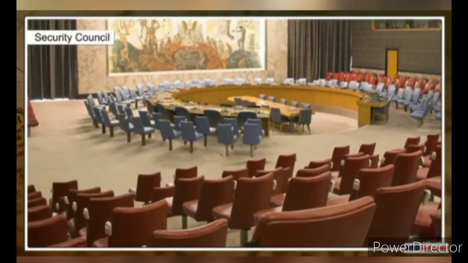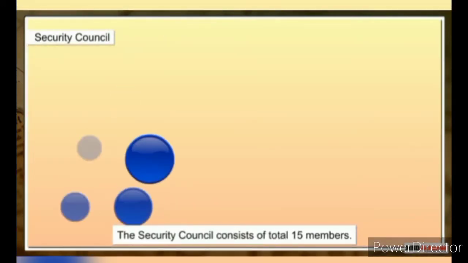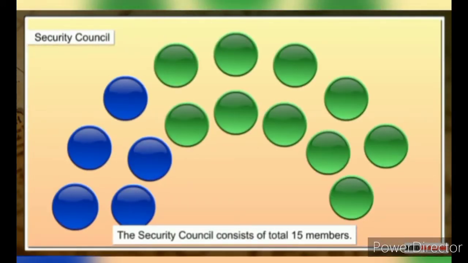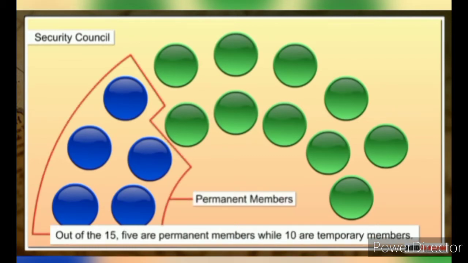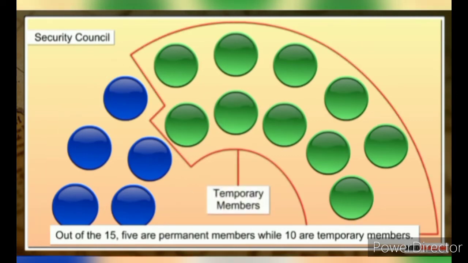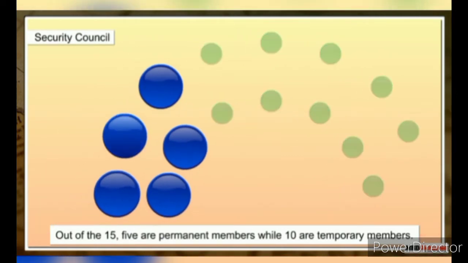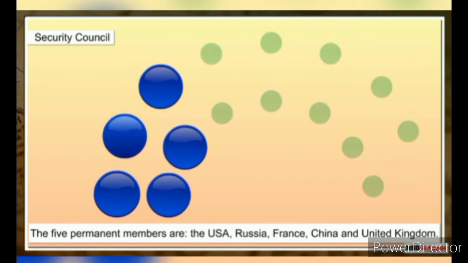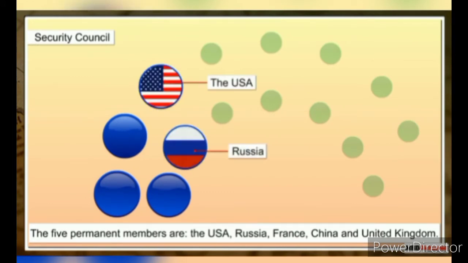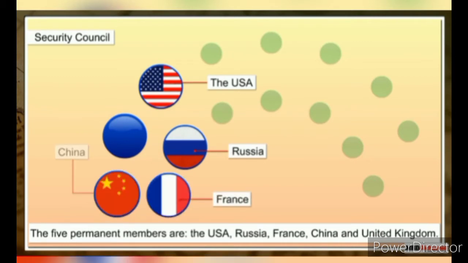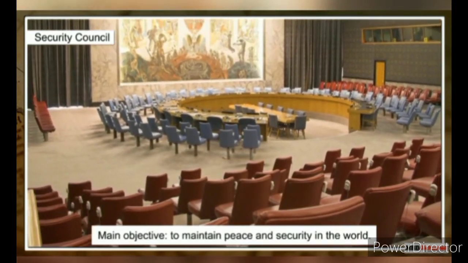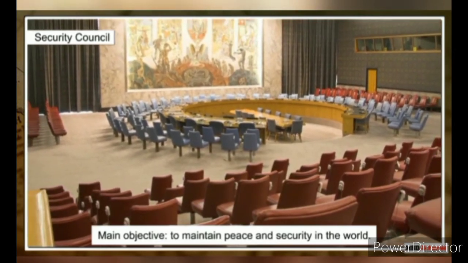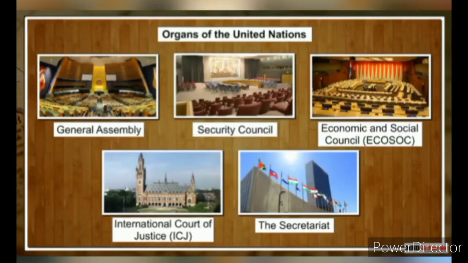Next, we have the Security Council. It consists of total 15 members. Out of the 15, 5 are permanent members, while 10 are temporary members. The 5 permanent members are the USA, Russia, France, China, and United Kingdom. The main objective of the Security Council is to maintain peace and security in the world.